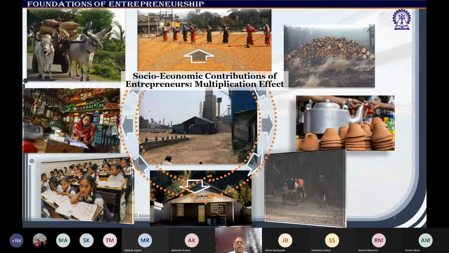You tell the farmers that your paddy will remain here. We are paying you some upfront money, but the price will be decided.